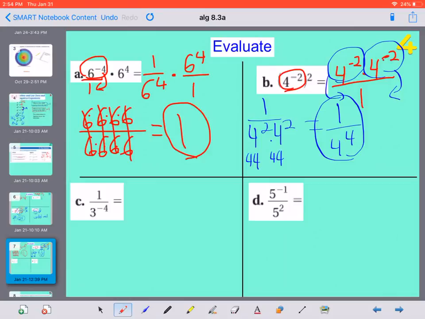Here we have 3 to the negative 4, that's on the bottom. So if we see a negative exponent, what we can do is move it and make it positive. So we're going to move it up, we're going to find the reciprocal. So what this is saying then is 3 to the positive 4 power over 1, which is just saying 3 to the positive 4 power.